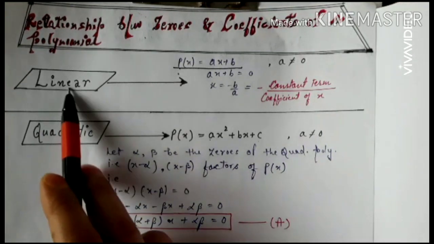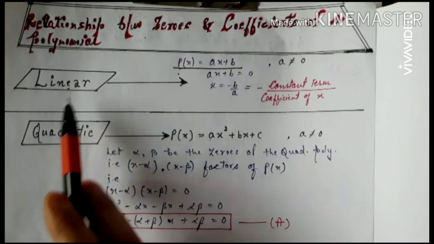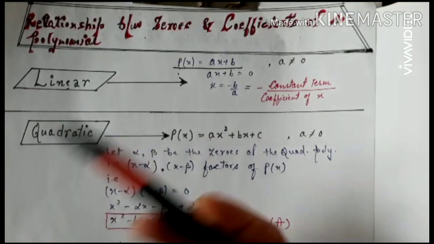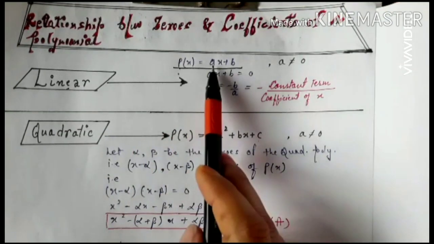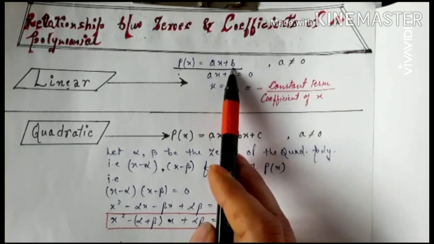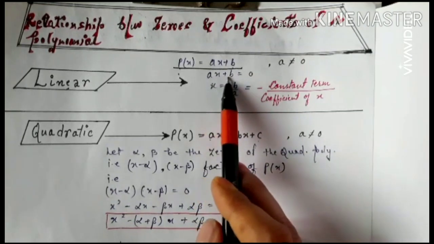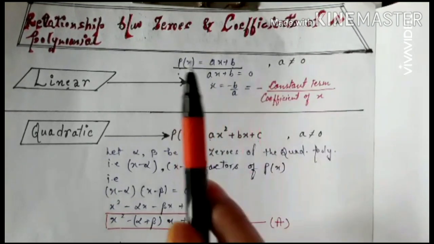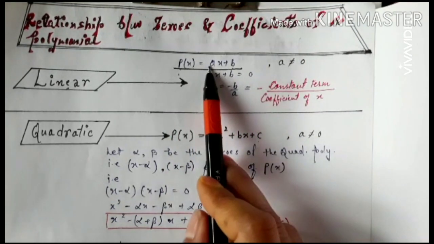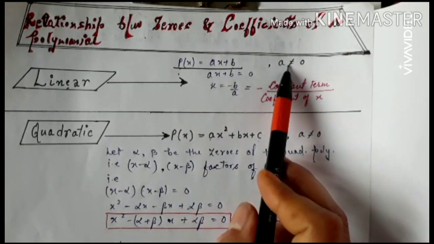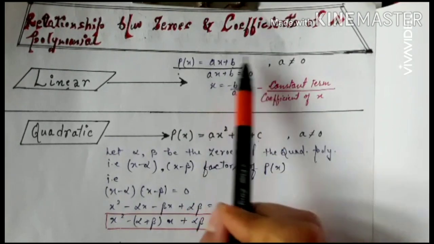So the first thing is that we are taking the linear polynomial. It is very easy because you know what the zero of a polynomial is. Suppose we are finding the zero of this polynomial ax plus b. So we will take ax plus b equal to 0. The main thing is that if this is a linear polynomial, a can't be 0.